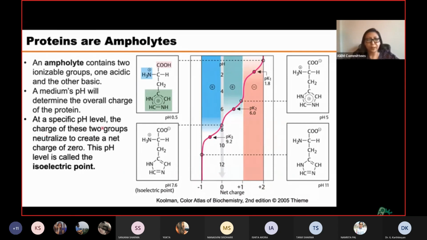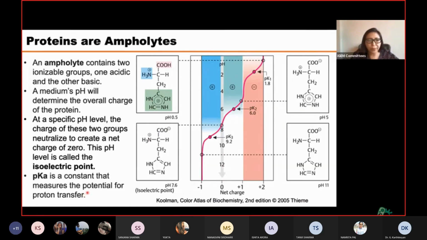So at a specific pH level, the charge of these two groups can neutralize to create a net charge of 0. And this pH level is called the isoelectric point. This is really important, because in this case, this amino acid at pH 7.6, almost pH 8, will be 0. The charges will compensate. So you will have a positive and a negative. And this is really important to know for each protein.